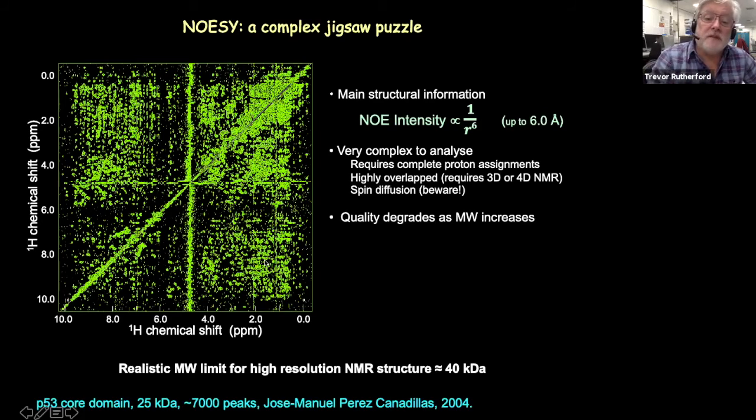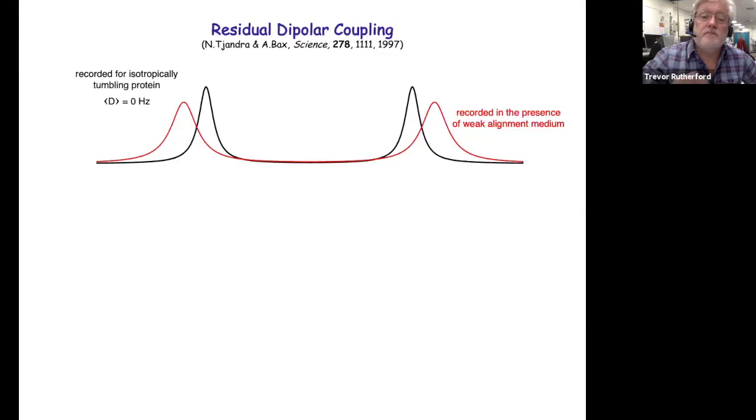The quality of this spectrum degrades as we go up in molecular weight, and realistically, the molecular weight limit for a high-resolution NMR structure is around about the 40 kilodalton mark. Higher molecular weight systems have been looked at, but that would certainly be non-routine. So realistically, we're looking at a ballpark figure of about 40 kilodaltons.